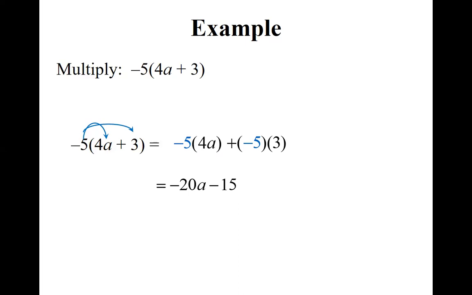Personally, I like to skip that second addition step. You saw how I said it. I said negative 5 times positive 4a is negative 20a. Negative 5 times positive 3 is negative 15. I jump straight to writing it as minus 15. But if you need extra steps, that is perfectly fine.